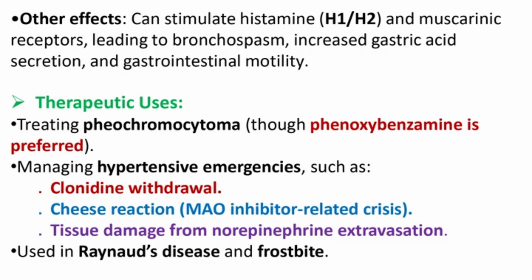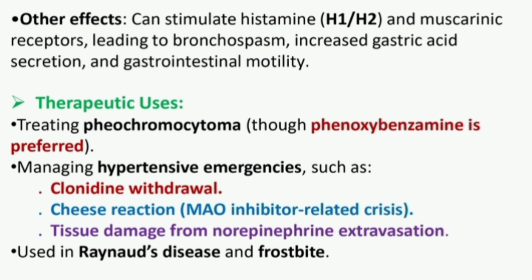The main therapeutic uses for phentolamine are, the first one, treating pheochromocytoma. We know the preferred drug for pheochromocytoma is phenoxybenzamine, one of the important uses of phenoxybenzamine. But phentolamine can also be used in treating cases of pheochromocytoma.